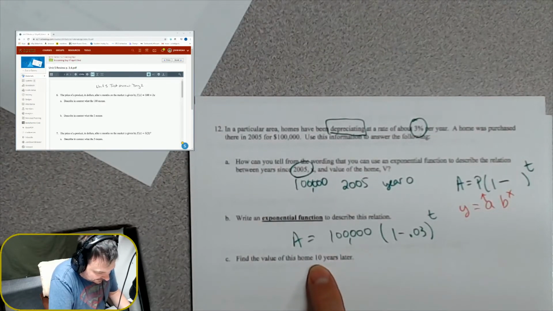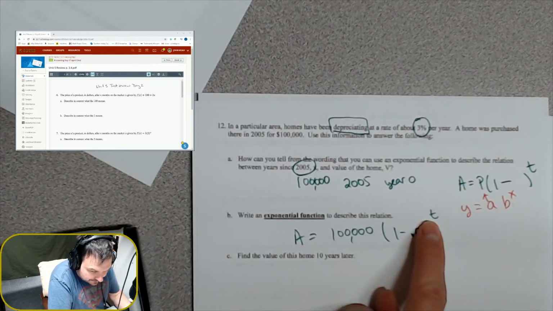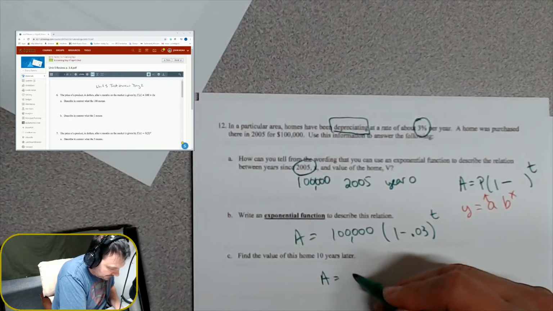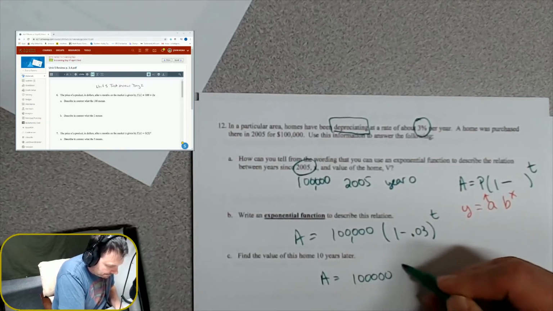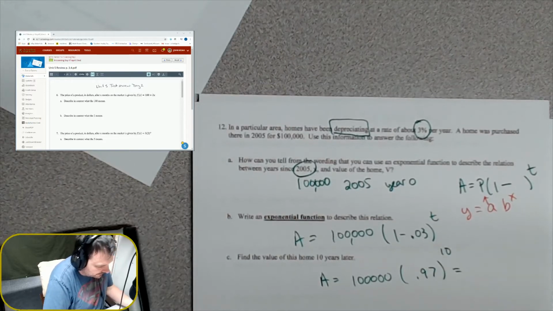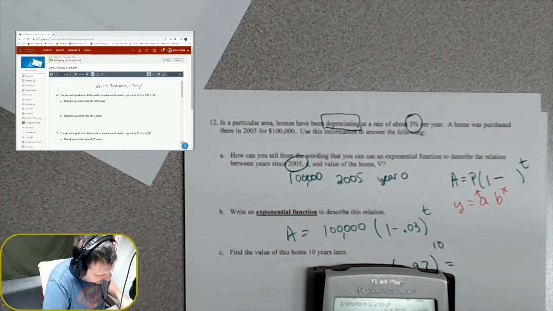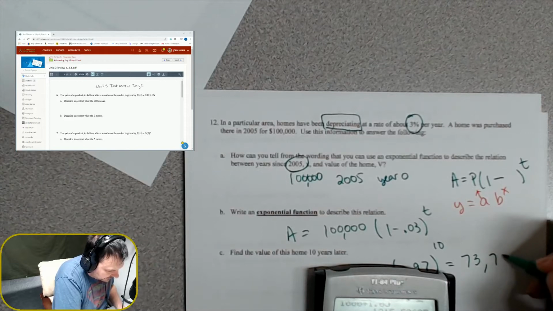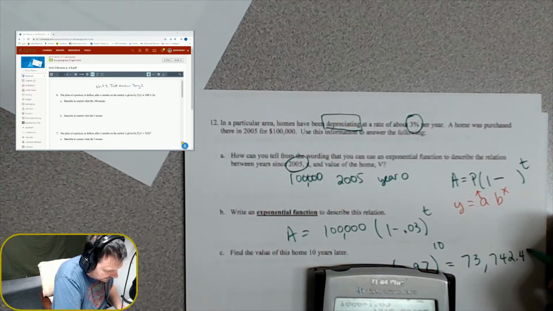Okay, so 10 years. Do we plug 10 into here, or do we plug 10 into there? Which one's years? These are years, so for 10 years, 100,000 times 0.97 to the 10, just did that on a calculator. Let's see what it does. The house will be worth $73,742, and let's go 41 cents.